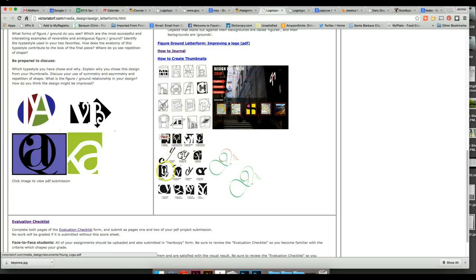Sketches, and then these are the digital studies in black and white. Yes, Liam? Do they all have to be fonts, or can we design a few of them digitally? Yeah, I think you can go ahead and do that.